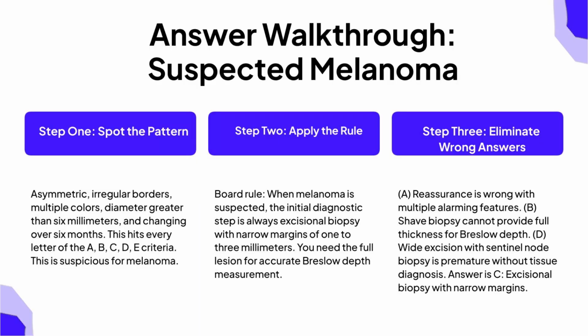Let us break this down step by step. Step 1. Spot the pattern. This lesion is asymmetric, has irregular borders, shows multiple colors including brown, black, and blue, measures 15 millimeters, which is well above 6 millimeters, and has been growing over 6 months. That hits every letter of the ABCDE criteria for melanoma.